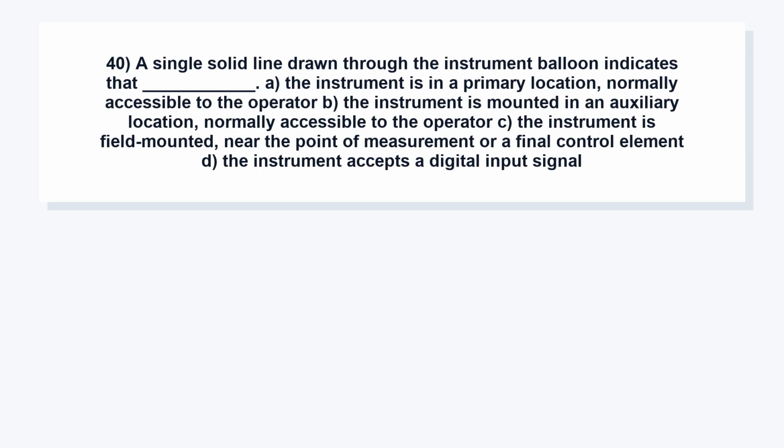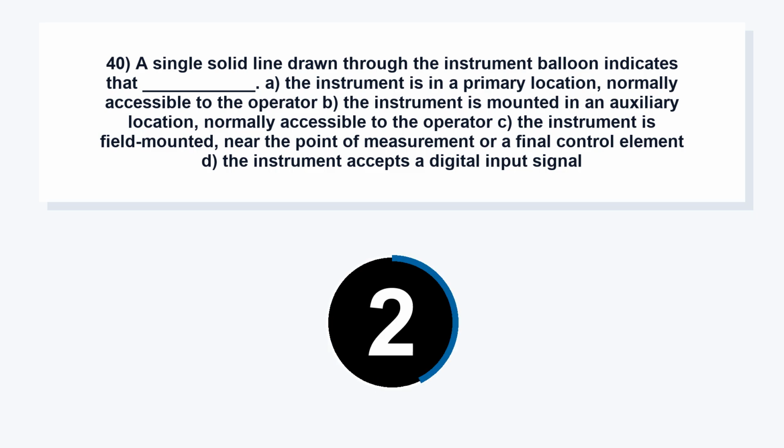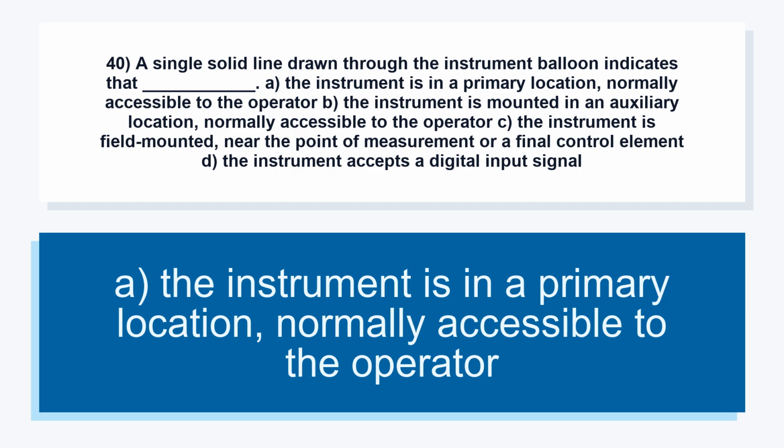40. A single solid line drawn through the instrument balloon indicates that ____. A. The instrument is in a primary location, normally accessible to the operator. B. The instrument is mounted in an auxiliary location, normally accessible to the operator. C. The instrument is field mounted, near the point of measurement or a final control element. D. The instrument accepts a digital input signal. A. The instrument is in a primary location, normally accessible to the operator.